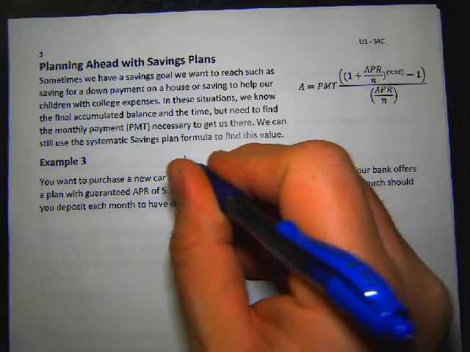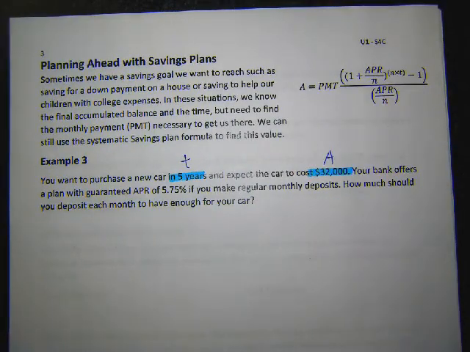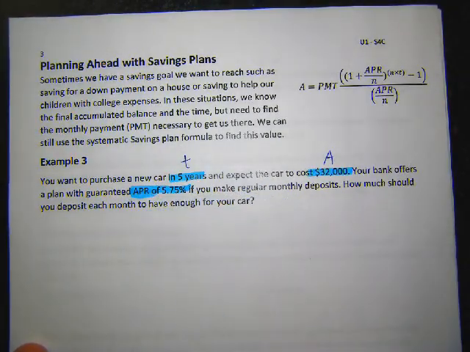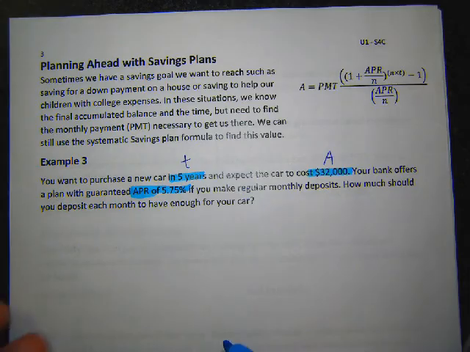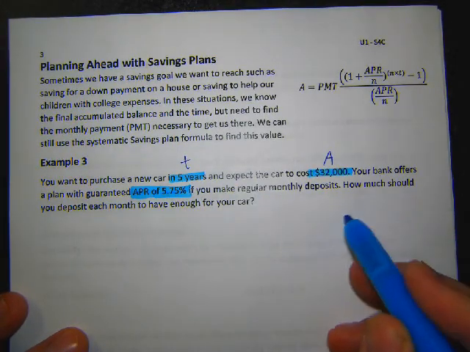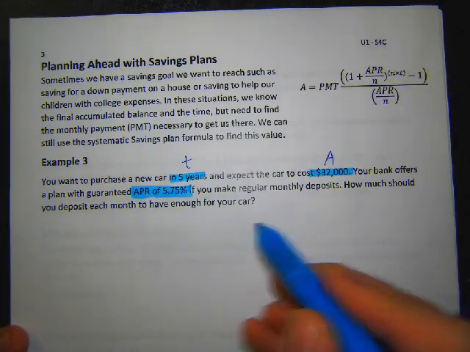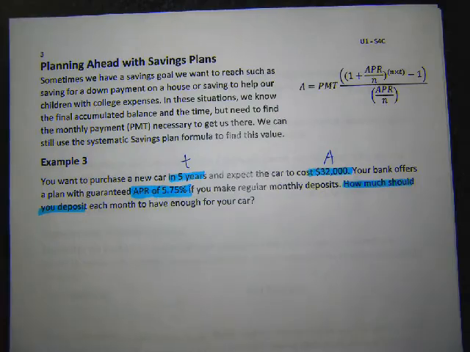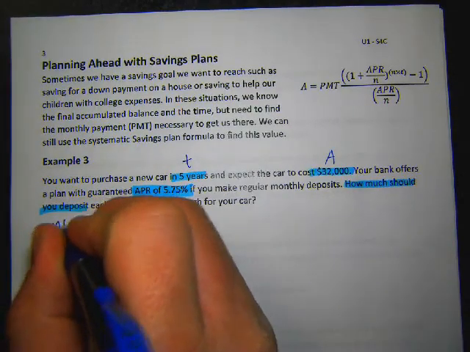We know our time. We know how much we want to save up to. Now we know the other stuff. The bank gives us a guaranteed APR of 5.75%. So maybe some kind of account or some guaranteed level of interest. If you make regular monthly deposits, how much should you deposit to have for your car? So how much should you deposit? This is the big question. This is saying, what is your payment?